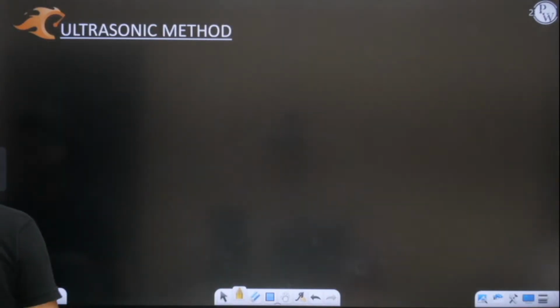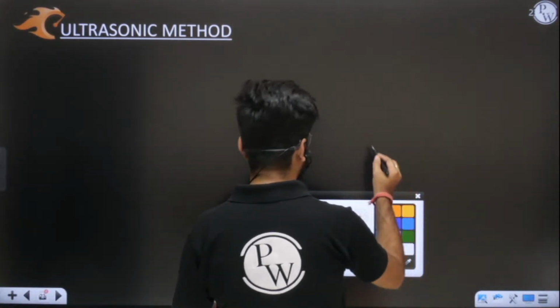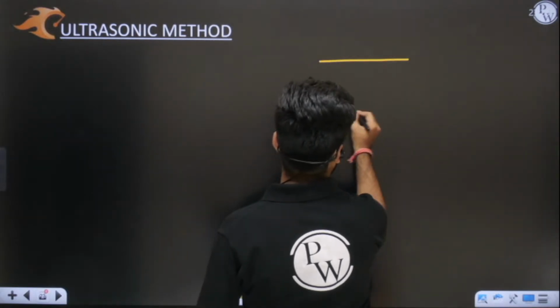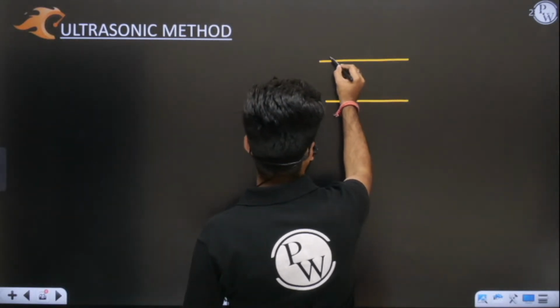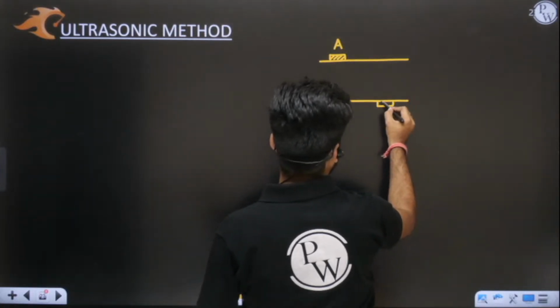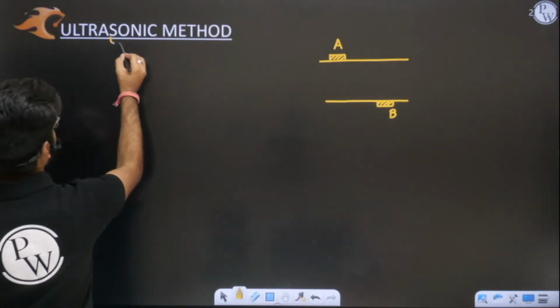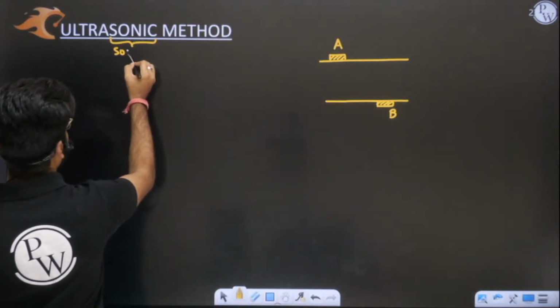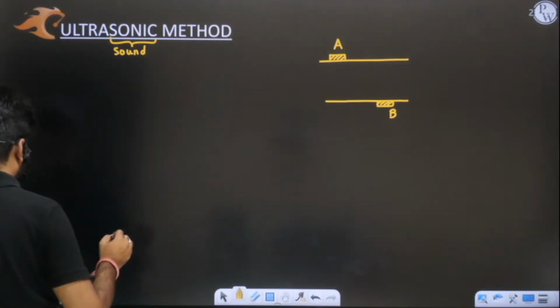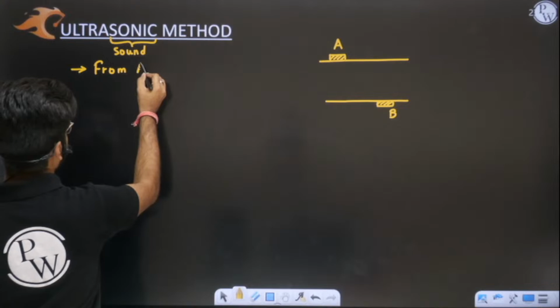Then we have the ultrasonic method. What we do in the ultrasonic method, let us say we have a river section. From this point A we are sending a sound signal. Sonic means sound, you need to understand. Now we will send a sound signal from A to B.